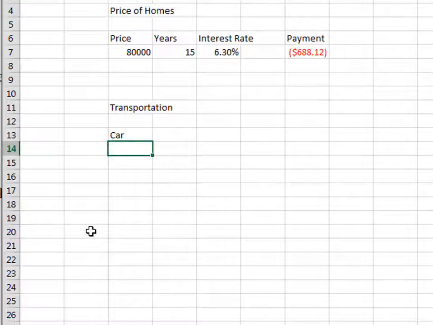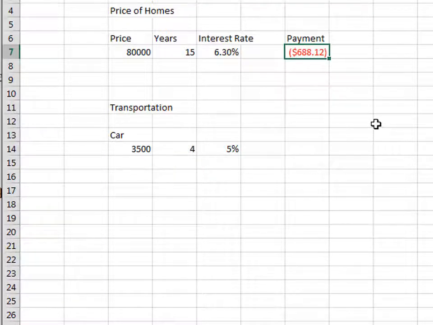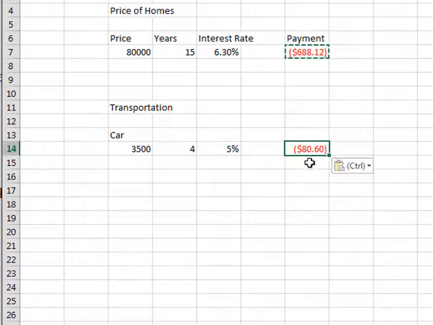A price of a car, $3,500 over a 4-year time at a 5% interest rate. These are things that you should find out locally. And then we're going to do the payment. Now I'm going to take this right up here. Since we've already stuck it in up here for these ones, I'm going to do the same thing, Control C and Control V, copy and paste. And it would be an $80 a month payment over 4 years.